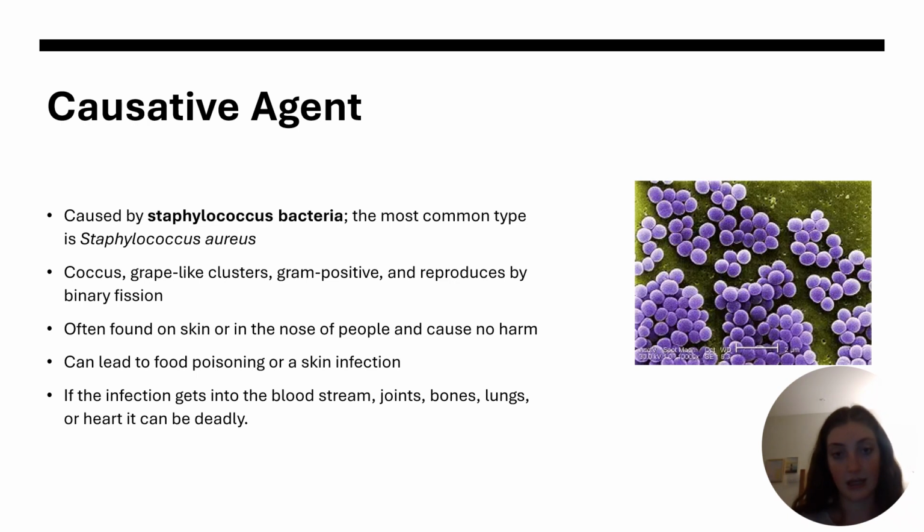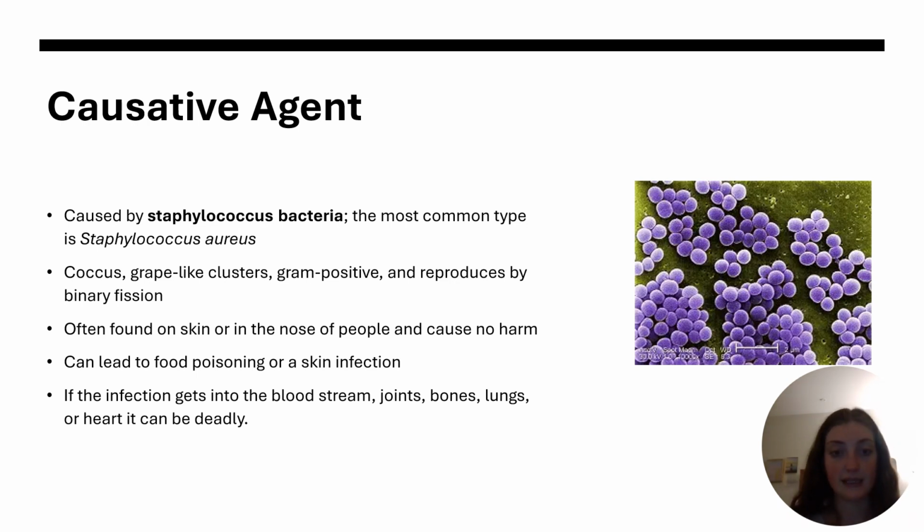The causative agent of staphylococcal infections is Staphylococcus bacteria. The most common type of this is Staphylococcus aureus. This can be seen as a coccus, which is a spherical shape in grape-like clusters. It is gram-positive, showing purple on a slide, and it reproduces by binary fission.